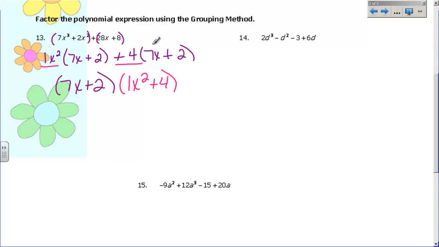It shows up twice as an instant check. Oh yeah, okay, I'm done, it worked, they match. If they don't match, you've made a mistake. If they do match, that's one of your factors. So these two things, if I multiply them together, will give me this.